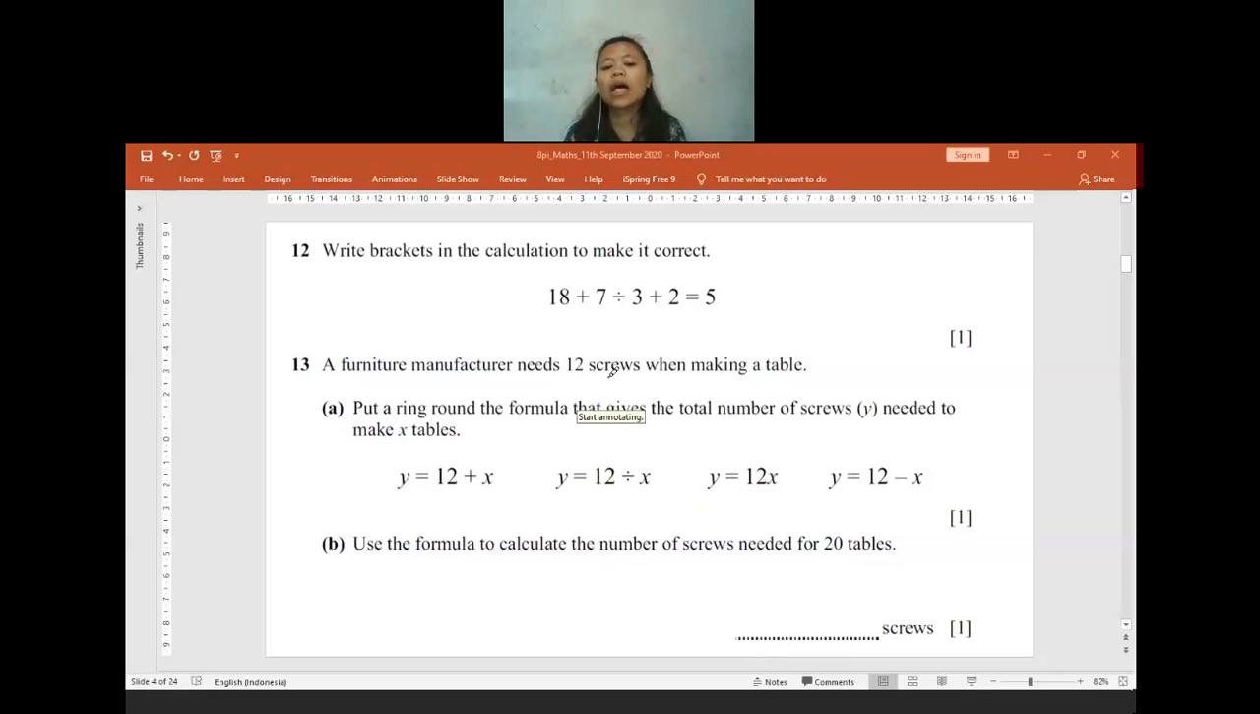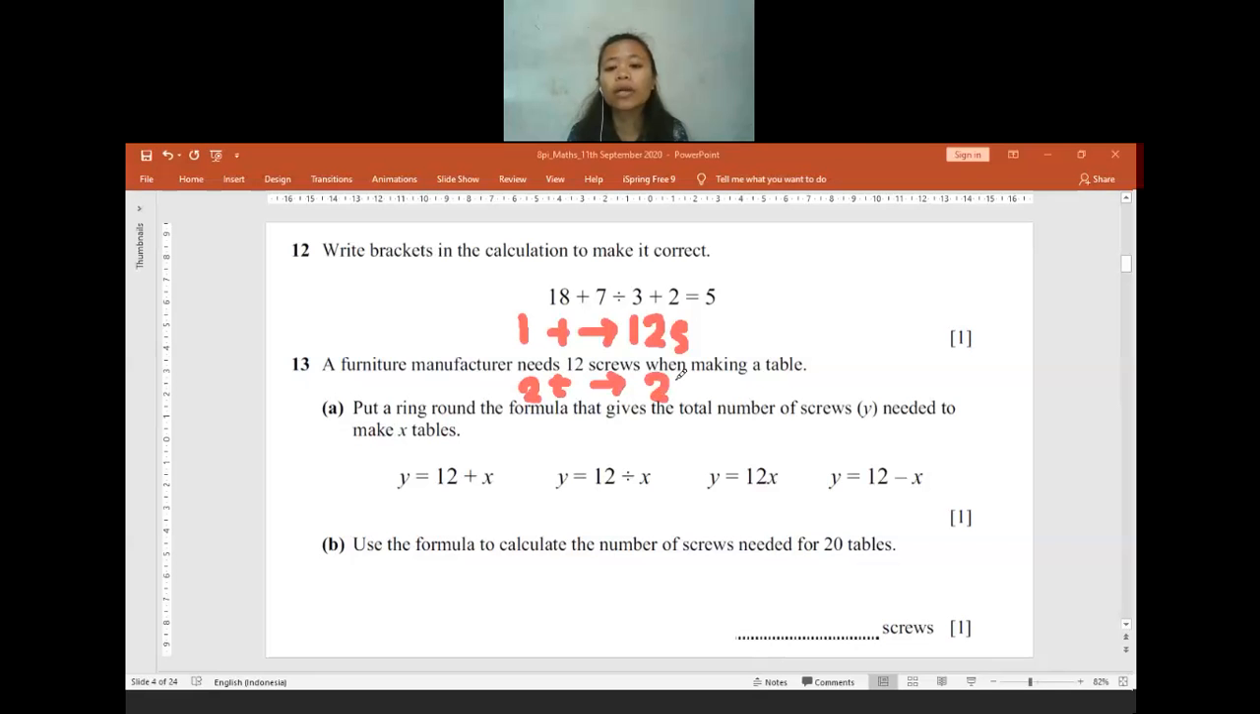Maybe if you get confused, remember that one table needs 12 screws. But if I have two tables, can you tell me how many screws will be needed? Is it 14, or is it 6? Is it 24? Is it 10? Yes, the answer is 24.